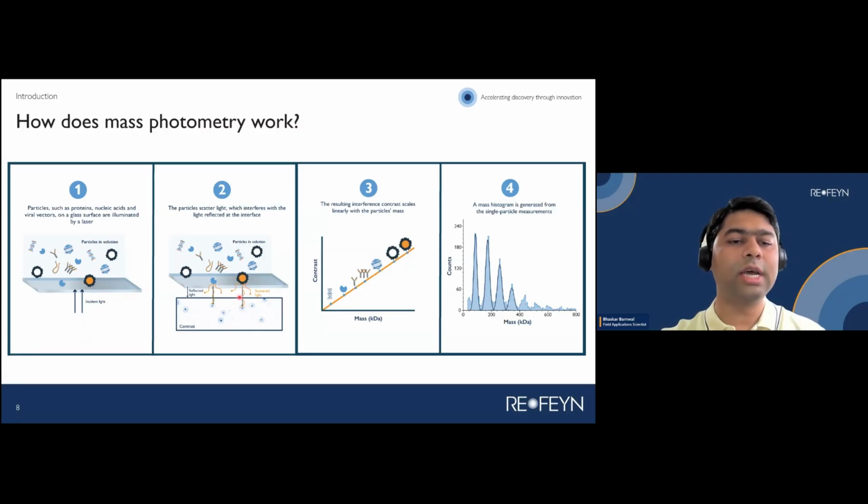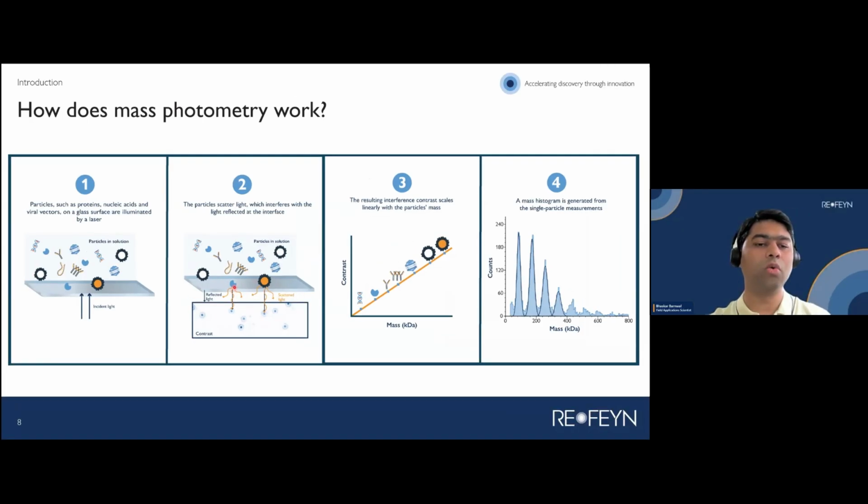The scattered light and the reflected light then go back through the objective lens, where they interfere with each other constructively, leading to these contrast signals, which we have seen in the previous slide. Now, there is an interesting phenomenon here. The contrast signals are linearly related to the molecular weight of these particles. What it means is that if the particles are heavier, then the center of these signals will be darker. And if the molecular weight of these particles is lower, then the center of these signals is dimmer.